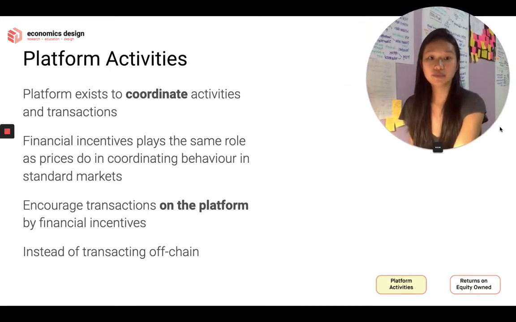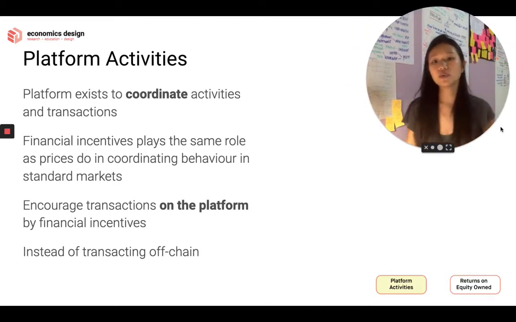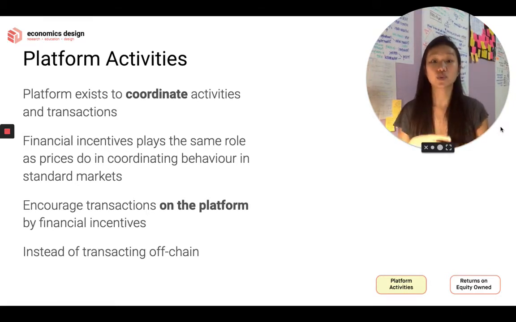Let me open this again. And what do we mean by platform activities? Platform activities, these platforms exist to coordinate all the activities together, and financial incentives help to do that coordination because people are incentivized by a lot of different things, and one of the commonality is money. It's financial, economical financial kind of gains. So this is something we want to use. We want to use the fact that people are incentivized by money or incentivized by financial gains. We can design them into our system.